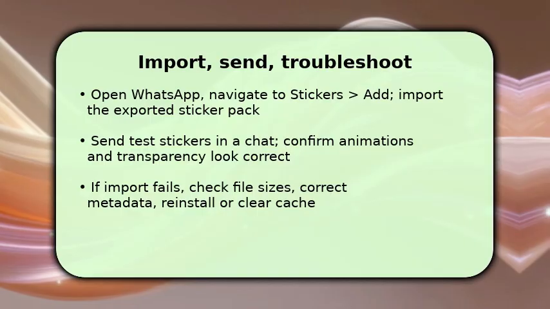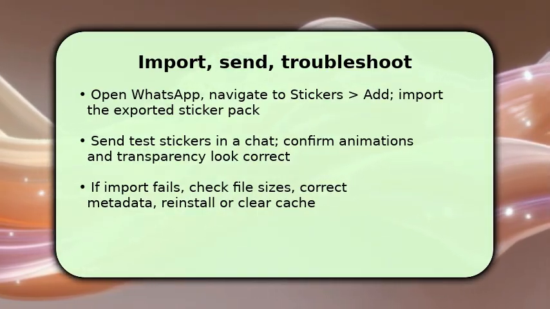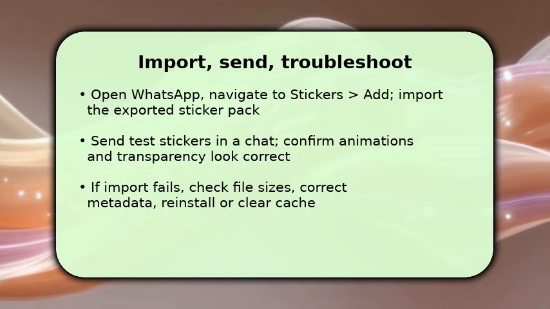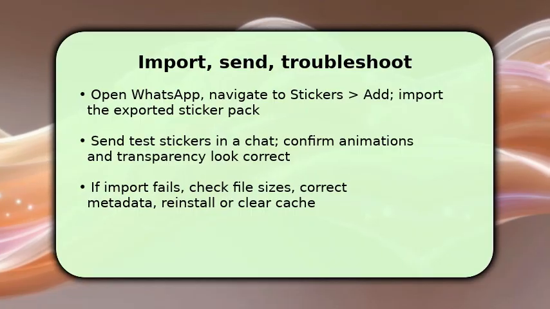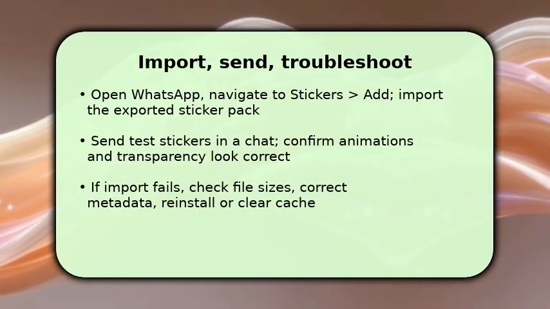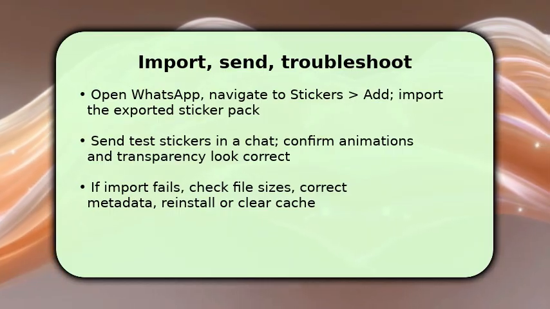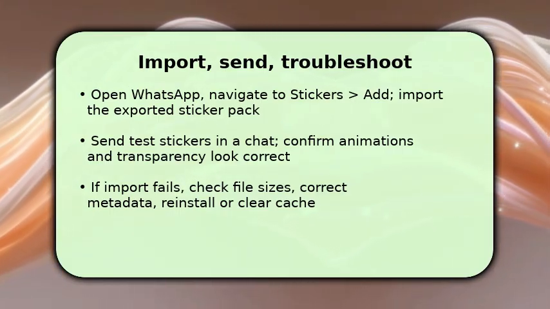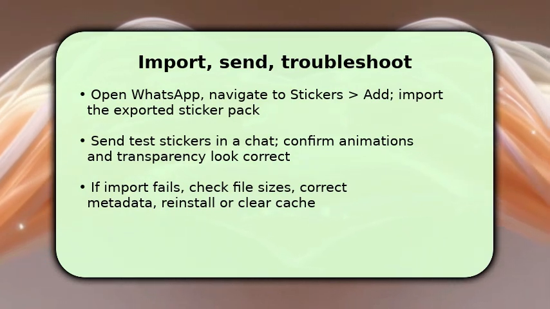Send a few test stickers in different chats to ensure animation, transparent areas, and emoji triggers behave as expected. If something goes wrong, first verify file size and image dimensions, then inspect the metadata JSON for missing fields. If problems persist, reinstall the sticker app or clear WhatsApp cache, and try importing again to resolve lingering registration errors.